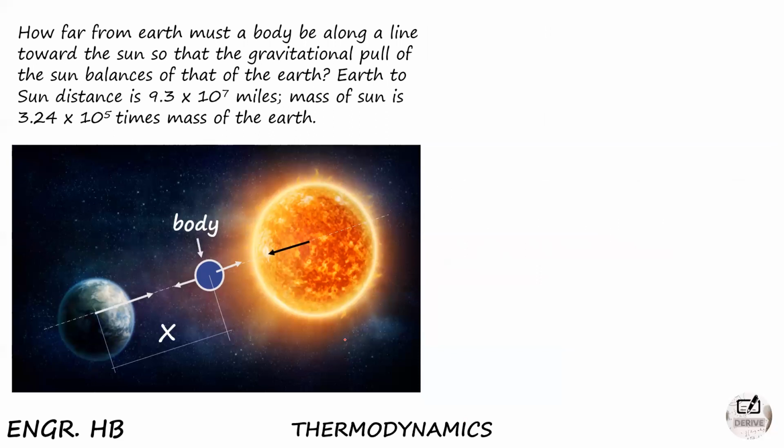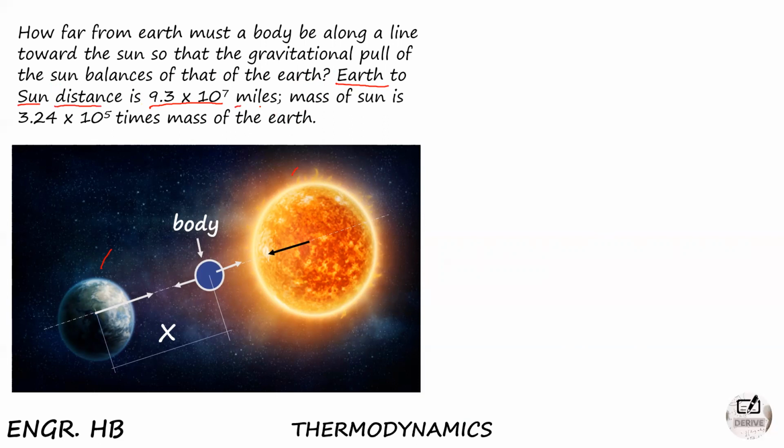So this is the whole question. How far from the earth, of course this is your earth, must a body be along a line? So this is the line and this is your body. Must a body be along a line toward the sun. So this is your sun, of course, so that the gravitational pull of the sun balances that of the earth. So earth to sun distance is 9.3 times 10 raised to 7 miles. So that was earth to sun distance.